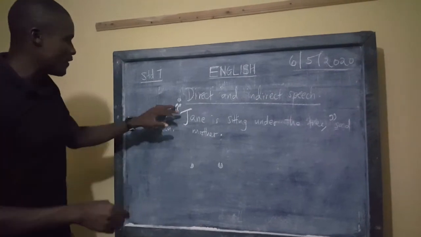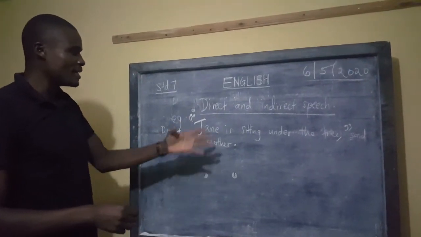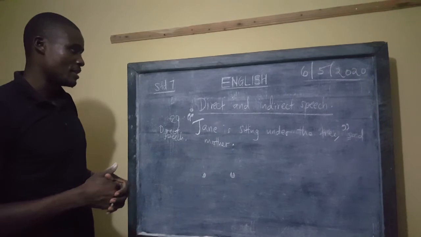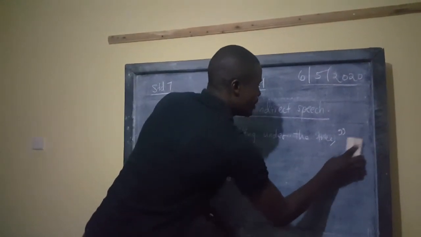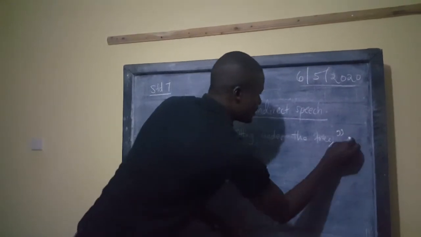Immediately after the opening, there must be a capital letter. So Jane is sitting under the tree, said Jane. So I want to change something a bit so that I can begin with a small letter, with the verb says.